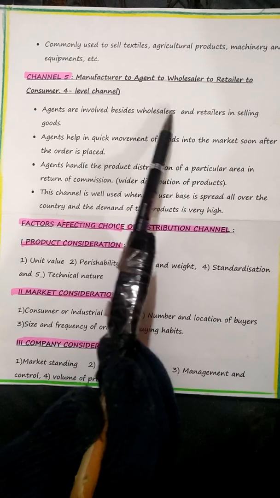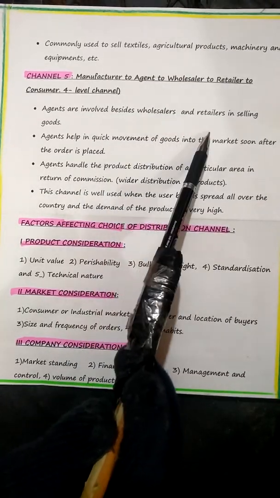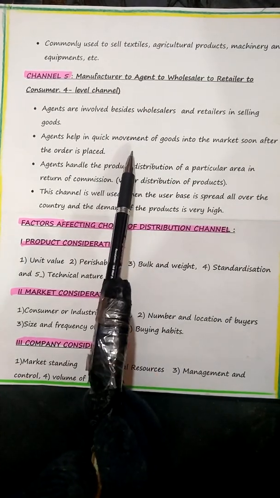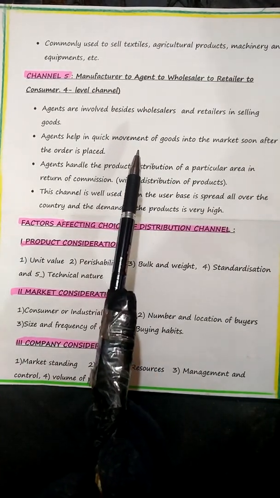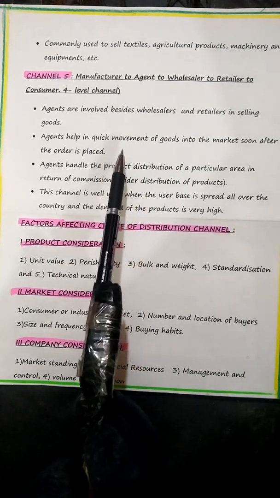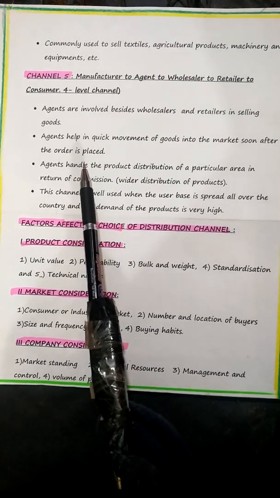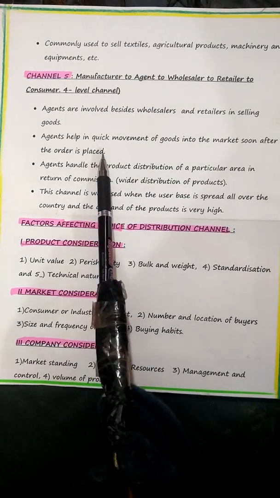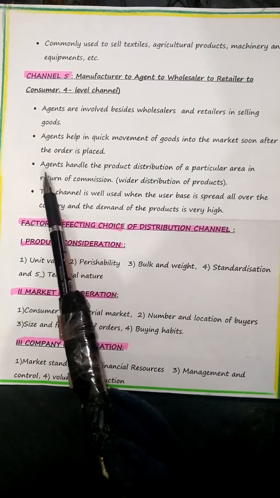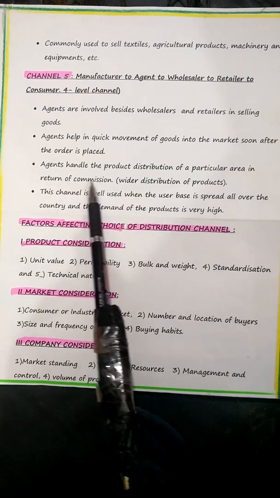Agents help producers as well as the consumers. You must also know this. Agents help the producers as well as the consumers. Popular agents, as far as I know, children, very popular in India today are financial agents. They help the company quite a lot with their knowledge and skill. They help the company to stand in the market for a long period of time. Agents handle the distribution of products of a particular area in return for a commission.